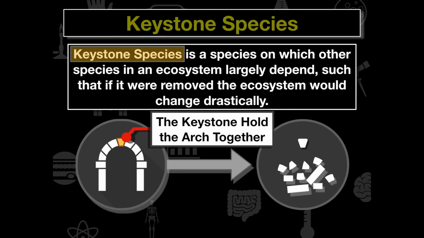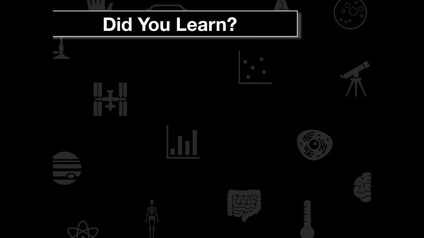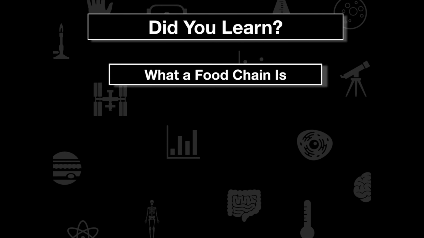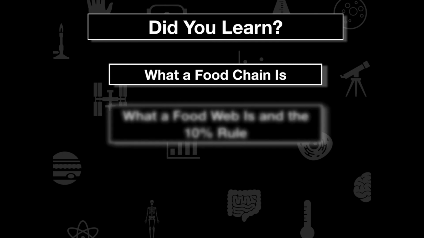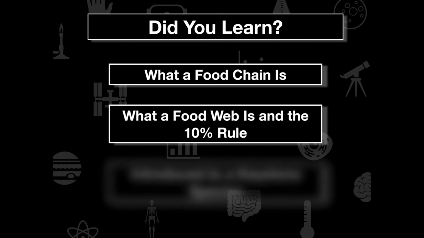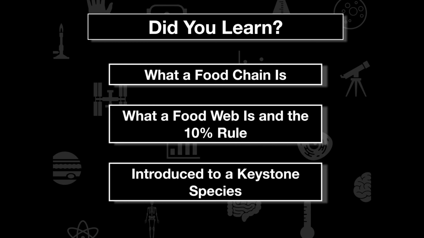So we want to be thinking about this as we move into our next video and apply our food webs and food systems. So we're going to end the video here and then move into our keystone species, but we want to get a few things out of this lesson. Did you learn a couple of things? Did we learn what a linear food chain is? Did we learn what a food web is and how it applies to the 10% rule in biomass? And then lastly here, were you introduced to what a keystone species is?